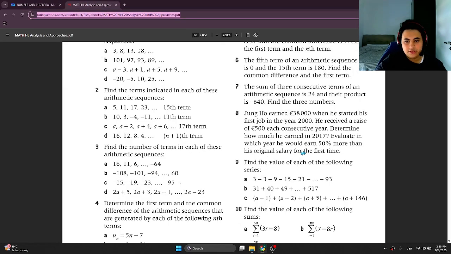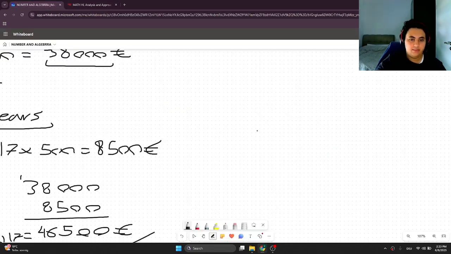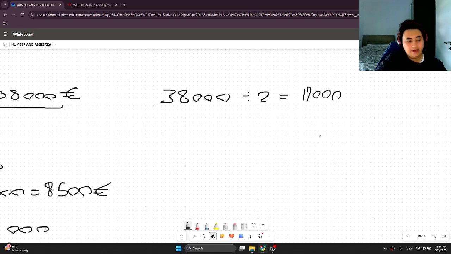Now, the next part of the question: evaluate in which year he would earn 50% more than his original salary for the first time. So 50% more than his original salary means we can take half of 38,000. We take 38,000 and divide it by 2, and that gives us 19,000.